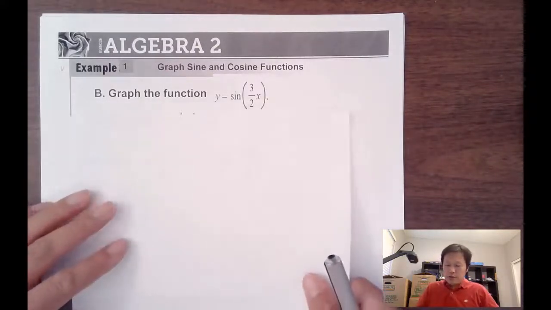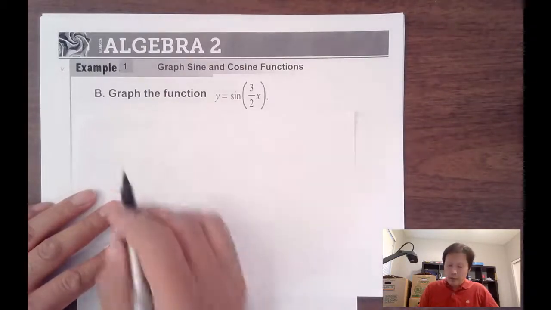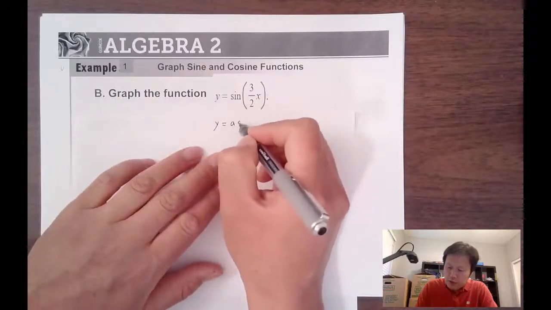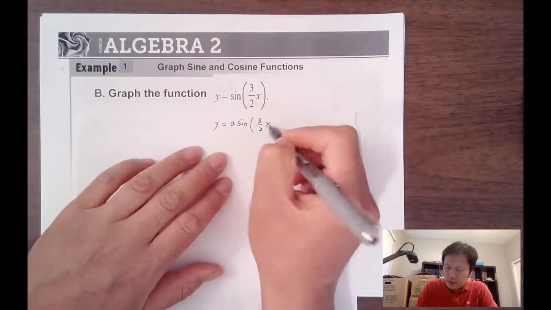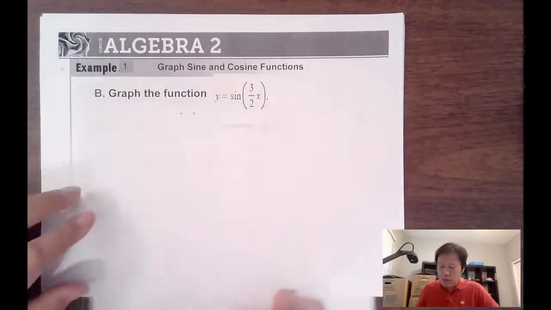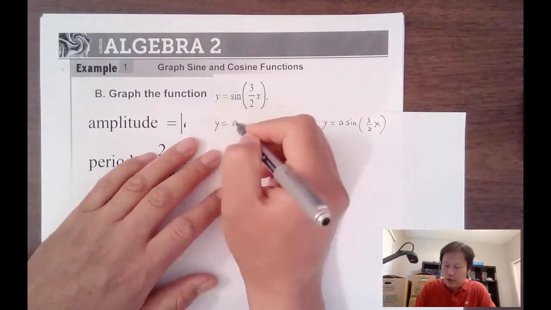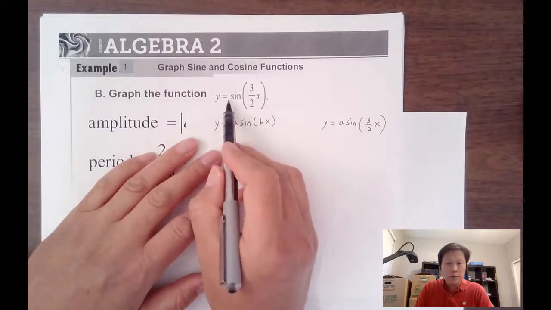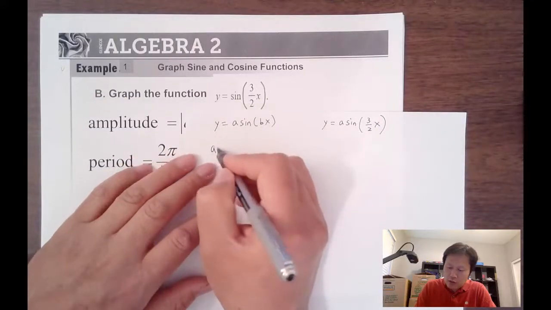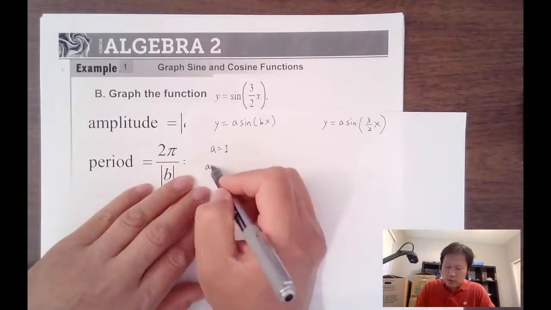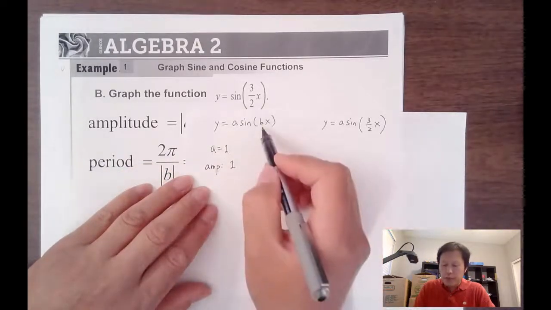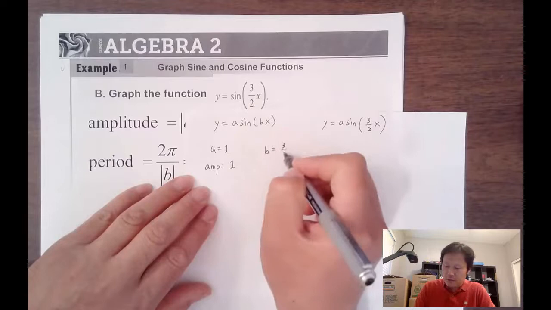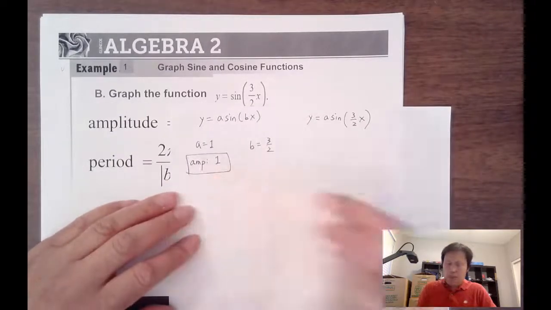Okay, here's another example. So I will compare against that standard form, y equal to a sine bx. A, there's no number there. That means the value of a is 1, amplitude is 1. Amplitude is going to be 1. B, if you look at B, coefficient of x is 3/2, a fraction. B is 3/2.